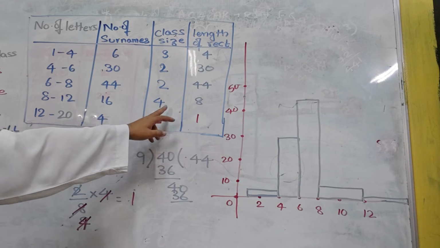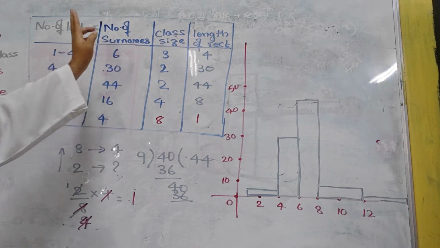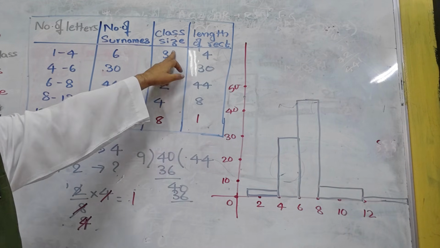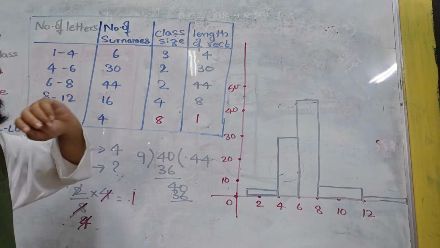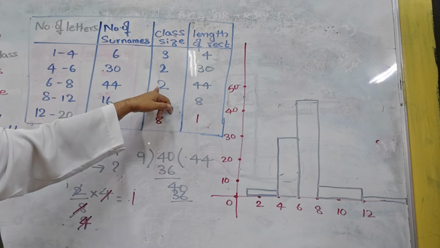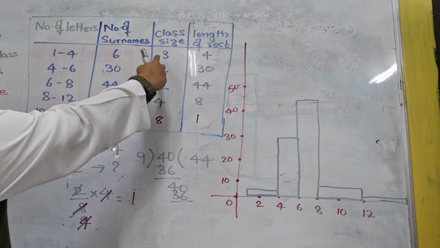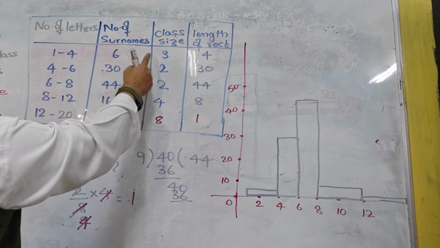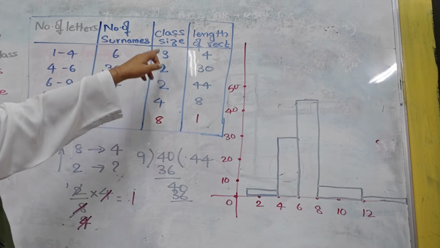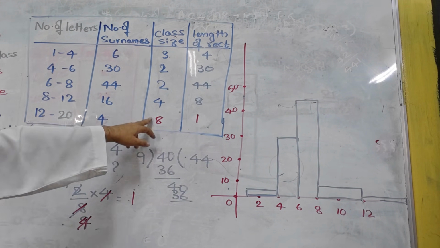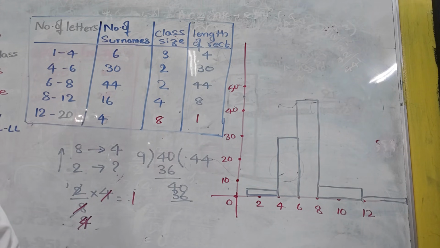Understood? The main important thing is this. When you have non-uniform class size, you have to take 2 columns, class size, and after that the length of the rectangle should be adjusted according to the smaller class size. So how to do it: for class size 3 it is 6. For class size 2, how much is it? It is 6 divided by 3 into smaller class, 4 divided by 8 into smaller class, 16 divided by 4 into smaller class. Got it, my dear students?